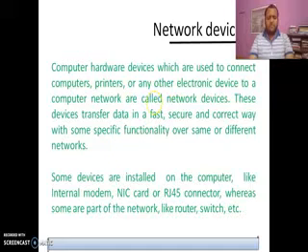Now some devices are installed onto the computer such as your LAN cards or NICs, RJ45 connectors. Now what are RJ45 connectors? As you have seen the white pin on a LAN cable, those are RJ45 connectors.